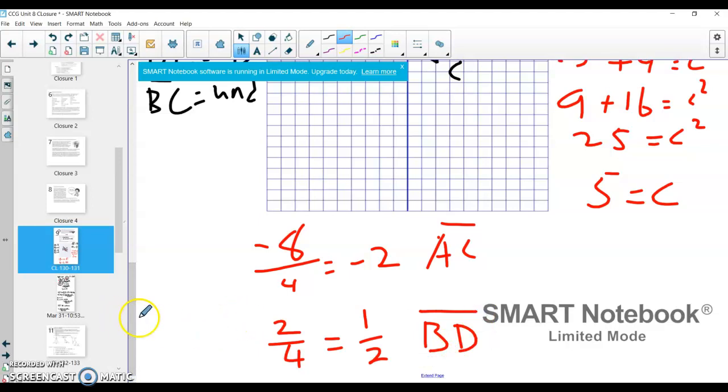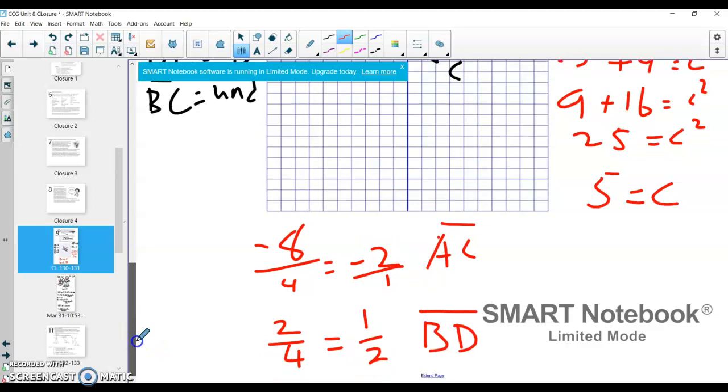And if I look at these two slopes, I can put this -2 over 1, and then maybe it helps you see that these are opposite reciprocals, meaning that if you go from -2 to 1, the numerator and denominator have been flipped and made positive. Reciprocal means that it's been flipped, and opposite means that it's an opposite sign. So if that one's negative, this one is positive.